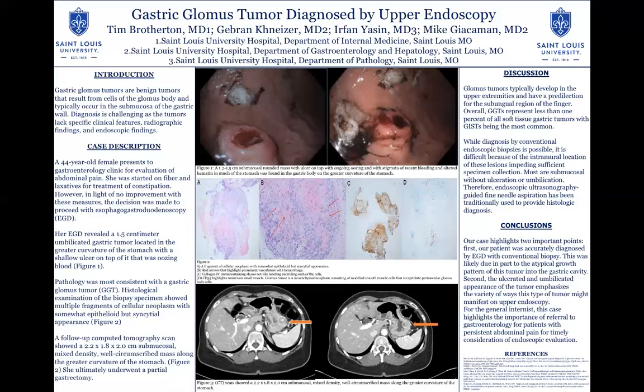Second, that protruding appearance is atypical for this type of tumor, so it's important to remember that it can manifest in many different ways on upper endoscopy. For the general internist, this case highlights the importance of referring to gastroenterology for patients who have persistent abdominal pain of unknown etiology so that they can potentially undergo an upper endoscopy if indicated that might end up being diagnostic for them.